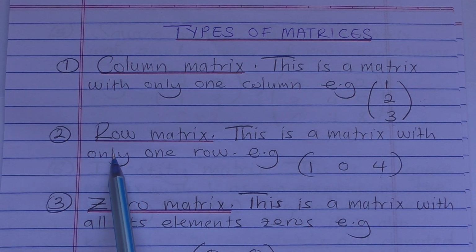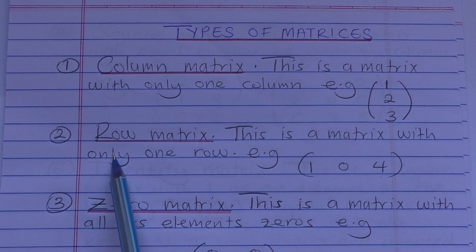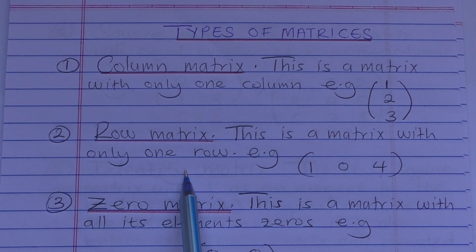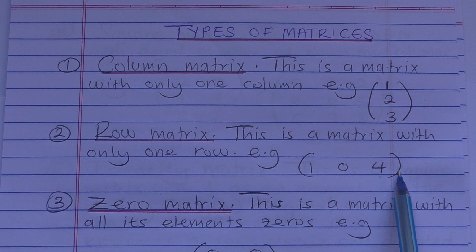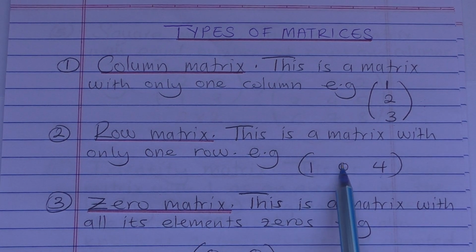Then we have a row matrix. It is also that matrix with only one row, but might have many columns. For instance, this is only one row, but has 3 columns. This is 1, 2, 3.